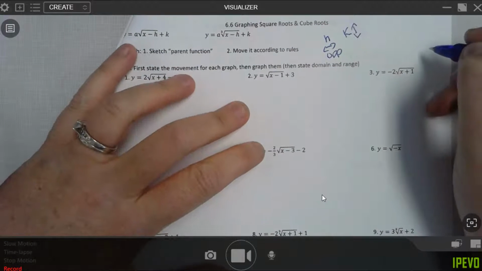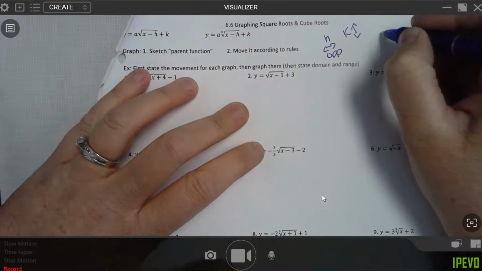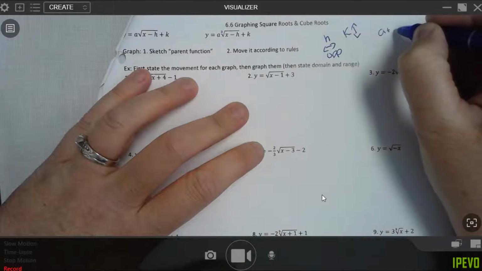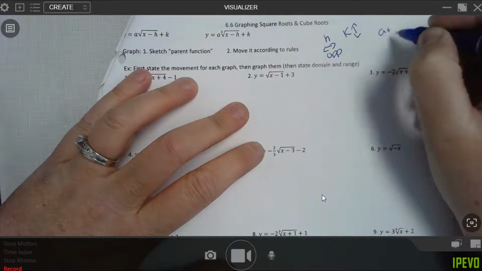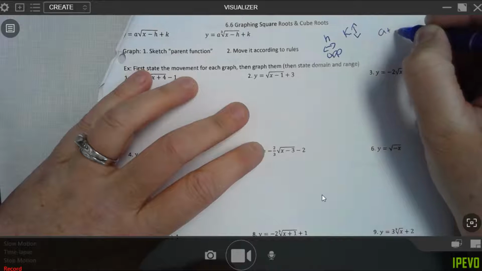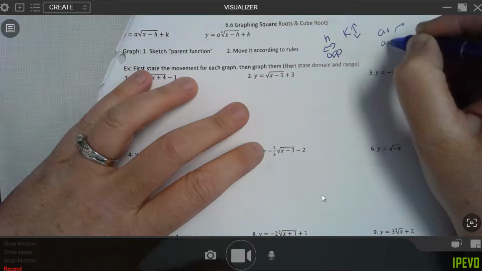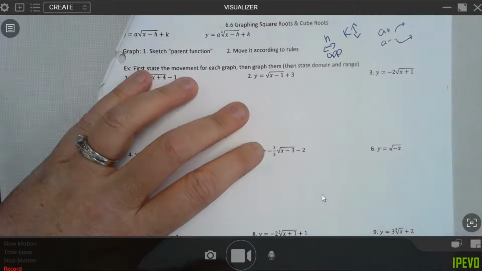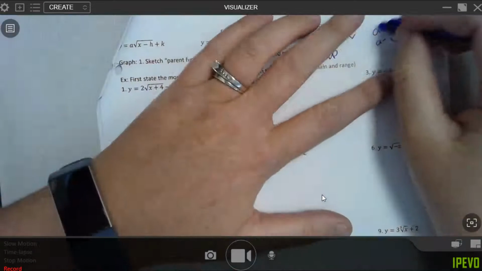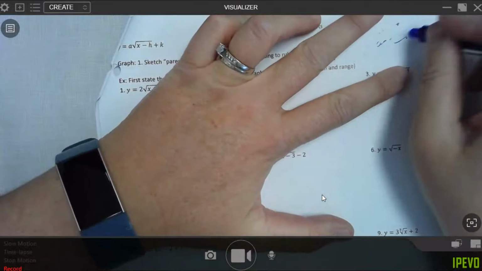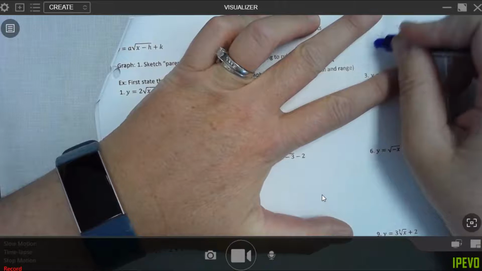Remember, a is like how wide something is going to be. And if a is positive, then it opens up. And if a is negative, it's going to open down, which is going like that. So all you really need on these two things is what the two functions look like, and then we're going to be moving them left and right.